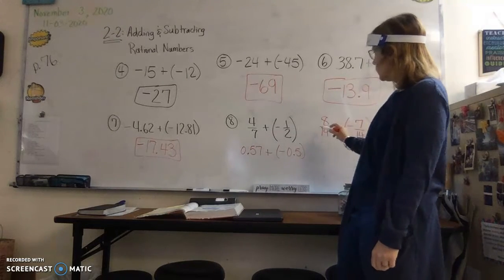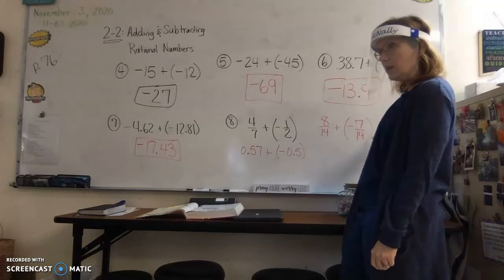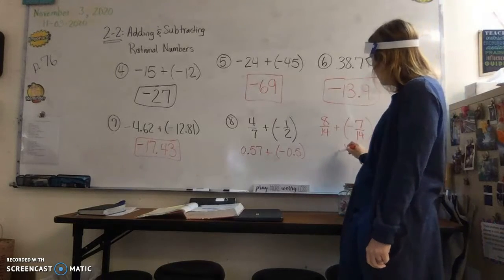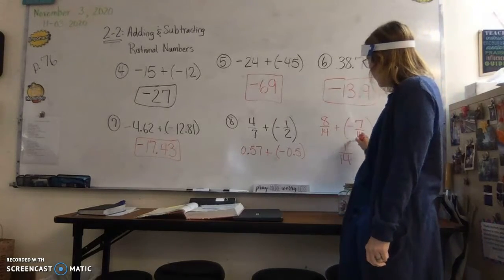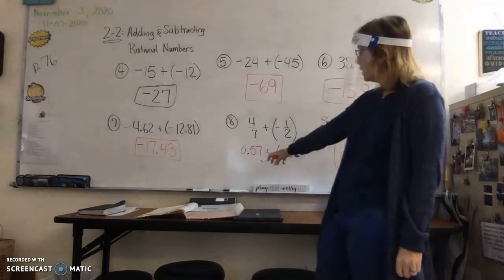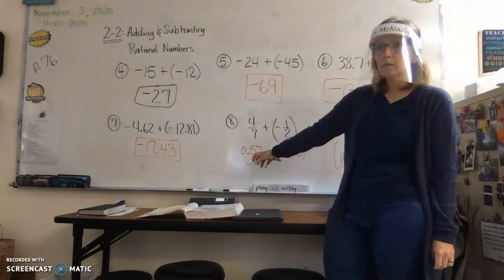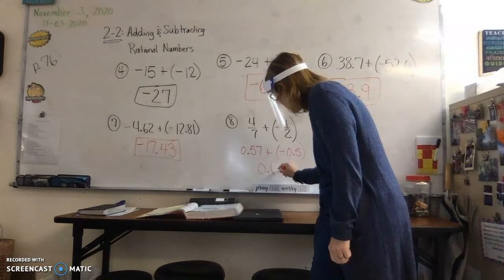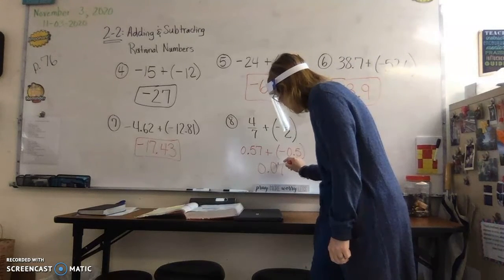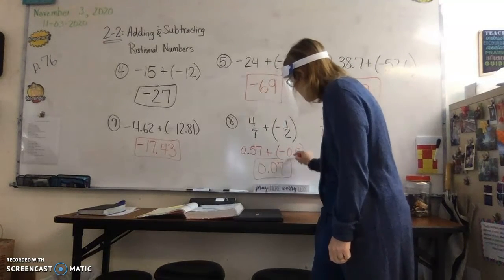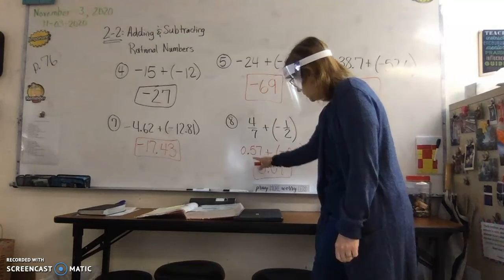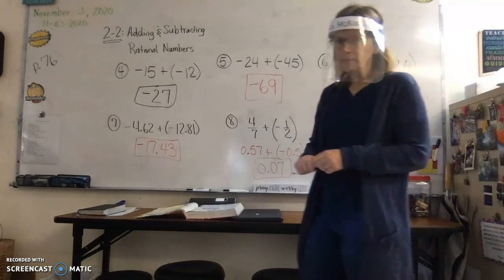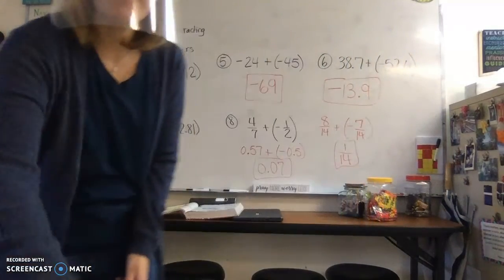So then we would just do 8 minus 7. 1 over 14. Which is what as a decimal? 0.07. Good. And it's going to be positive because our bigger number is positive this time.